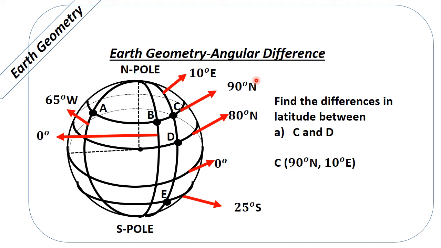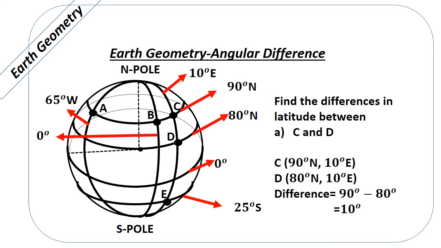So 90 degrees north, 10 degrees east, and 80 degrees north, 10 degrees east. Since they are the same, like I said, if they're the same, subtract. So we're going to subtract. The difference is 90 minus 80, which gives us 10 degrees.